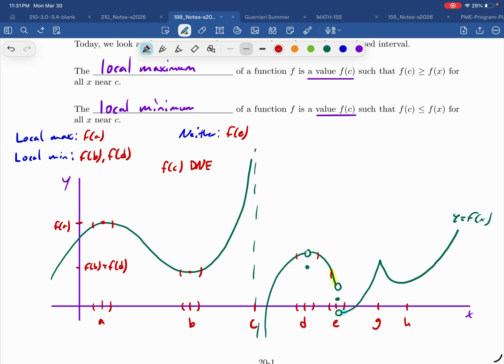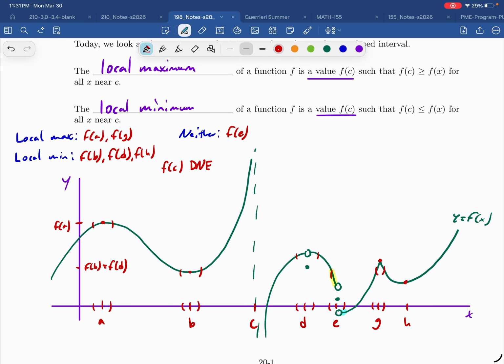What about f of g? Well, it's kind of a weird shape. F is not differentiable at g, right? But f of g is bigger than any of the other y values in the neighborhood. So it's a local max. And lastly, h, I may have missed that a little bit, but the point is that it's a local min.